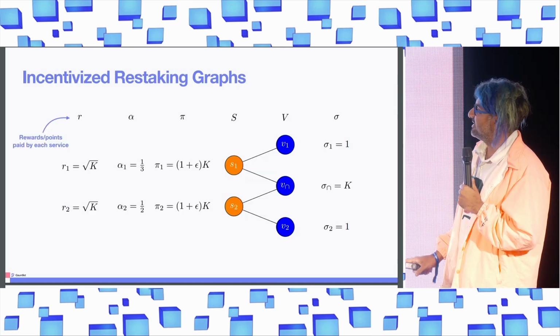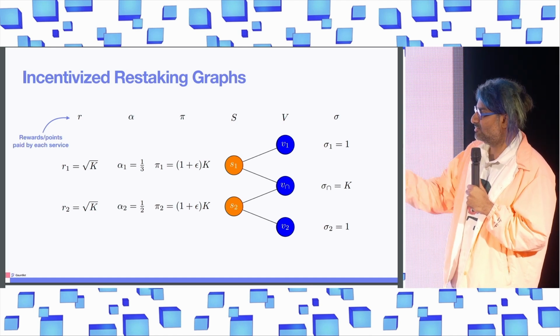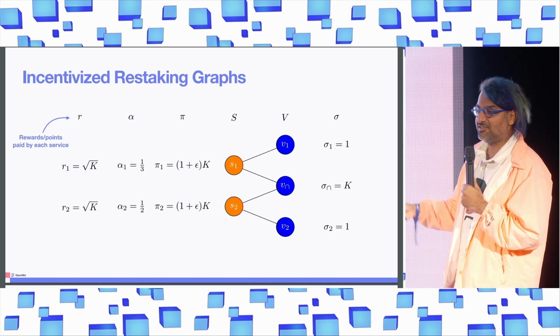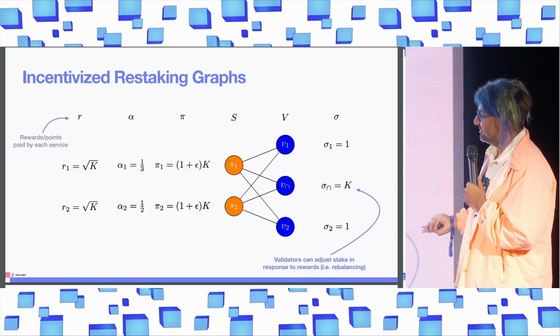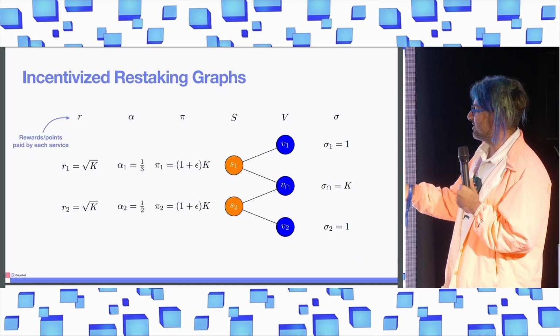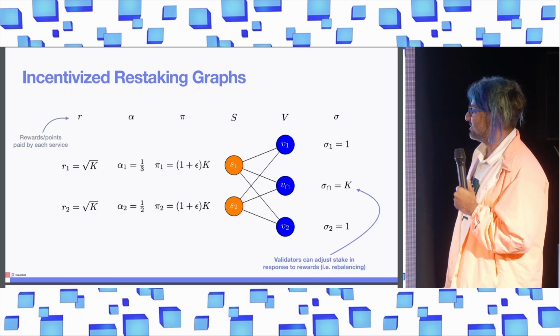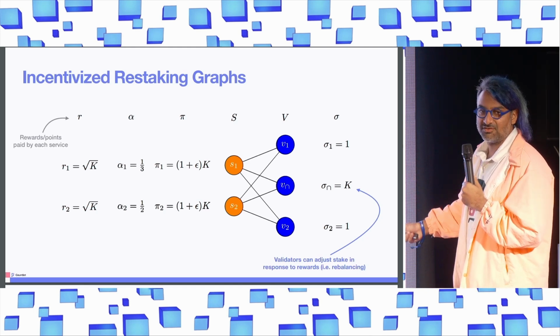So now consider an incentivized restaking graph, one where you add rewards that you pay at each service, and in response to rewards, you allow reallocation. If you look here, this initial graph only has both services operated by the middle one, but this other graph, in response to rewards, has all the services operated by all the node operators.